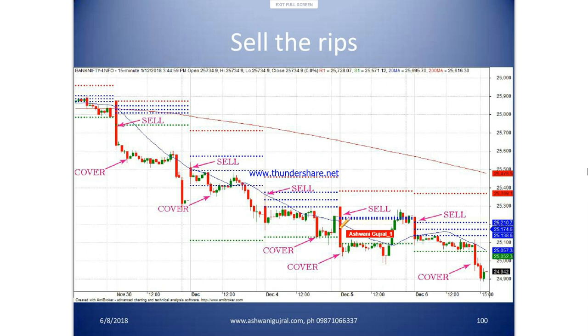So even here, you could have gotten short at 50% zone. Again, hit pivot, you sell, and by end of day, you made money. Why? Because this is a downtrending market. Okay, let's move on.